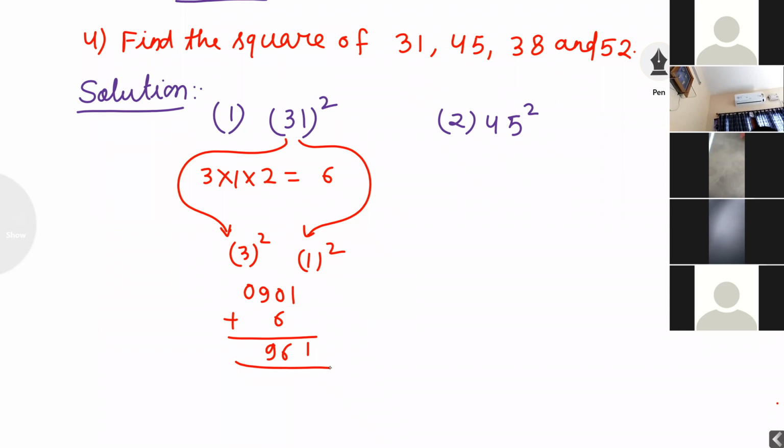961. Now 45 square, two methods are there. First method you can apply. Second method also you can apply. In previous class, I explained first method. What is first method? 5 square, 25. And once tens place digit is 4. I want to add plus 1. 5. 4 into 5, 20. 25.